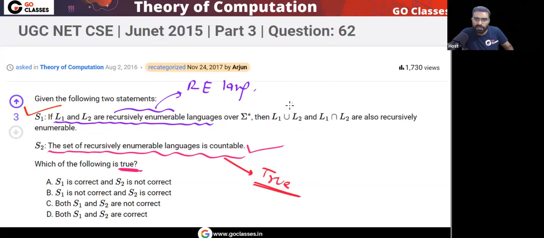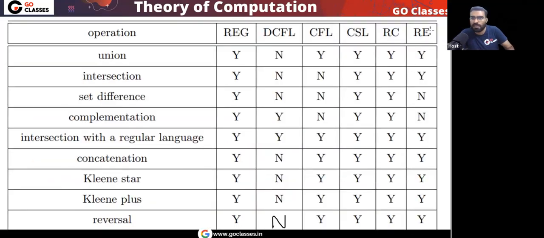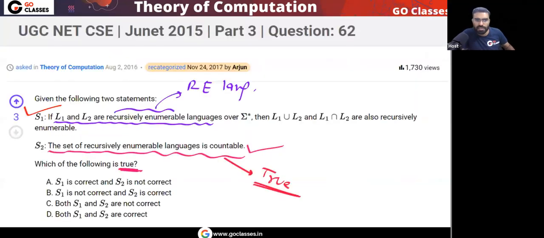You can see RE languages are closed under union, comma, intersection. Recursive enumerable languages are closed under union and closed under intersection. So RE union RE will be RE, RE intersection RE will be RE. So you can see L1 union L2, L1 intersection L2 are recursive enumerable. That is true. The question is asking which statements are true? Both S1, S2 are true.